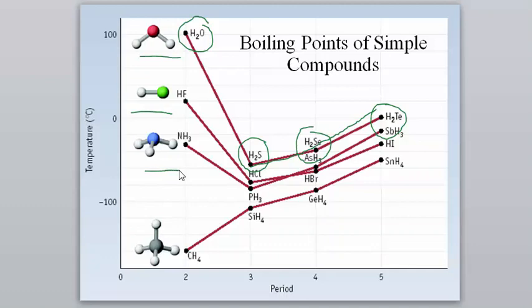That same trend is seen in all of the groups. If you go down the halogen group of HF, HCl, HBr, HI, you see the normal increasing trend as molar mass goes up, but a huge change even with the smaller mass of HF.